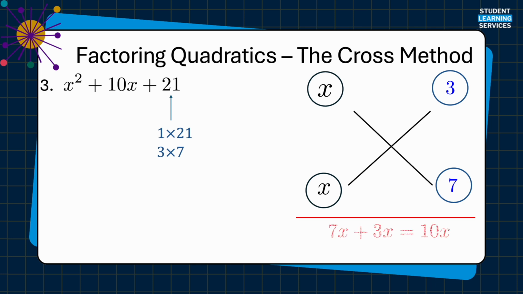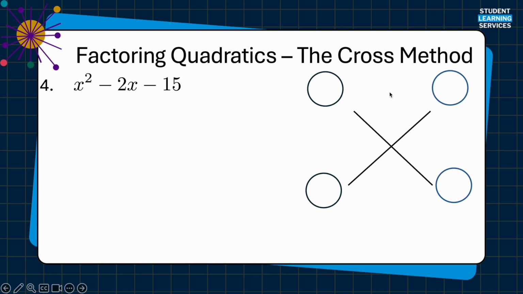That multiplies to 7x plus 3x, which is equal to 10x. So our answer is equal to x plus 7 times x plus 3. If you have it the other way around, x plus 3 times x plus 7, that's also correct.